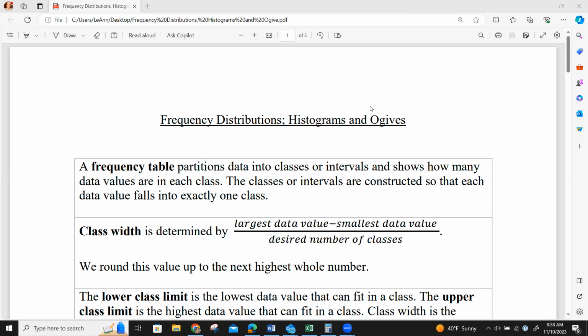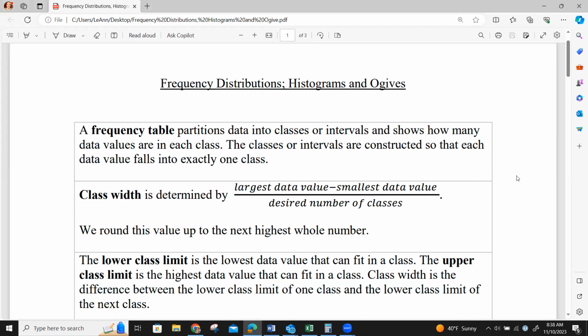The class width is determined by the following formula. We take the largest data value minus the smallest data value and divide that by the desired number of classes. Now, in our class, we will have directions about how many classes to use, but if you were doing your own study or your own statistics collection of data, you would determine this based on what you think represents the data the best. We'll round this value up to the next highest whole number. That's to make sure that we get all of our data values included in an interval and that we don't have something that falls outside of that.